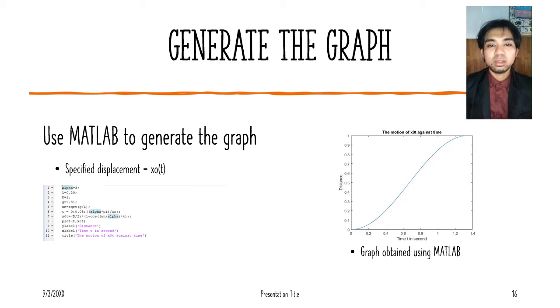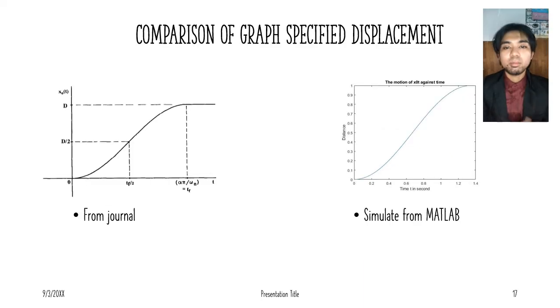In this first picture, the left side is the specified displacement coding for MATLAB, the coding that I used to generate the graph. The right side, the result of the coding, shows the graph obtained from the coding. Comparison of the graph: both graphs are in the same manner. The graph from the journal is the same as the graph that I obtained from MATLAB. So we can say that the coding is correct.